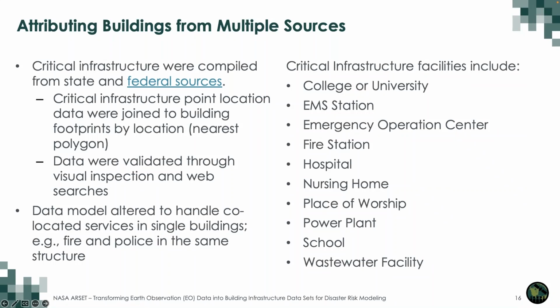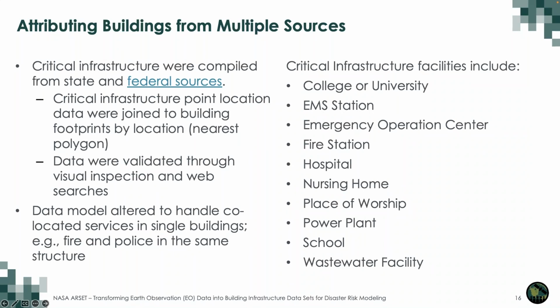We had to alter our data model partway through because we realized that there were a lot of co-located services in single building footprints. So a fire and police station jointly housed in the same structure. So we couldn't just store fire or police or school or hospital. We had to handle multiple instances of critical infrastructure inside the same building footprint. And we ended up handling this by not adding additional fields, but by concatenating together the different categories inside the field. So in our critical infrastructure field, you can list multiple types of critical infrastructure. They're within one building footprint.